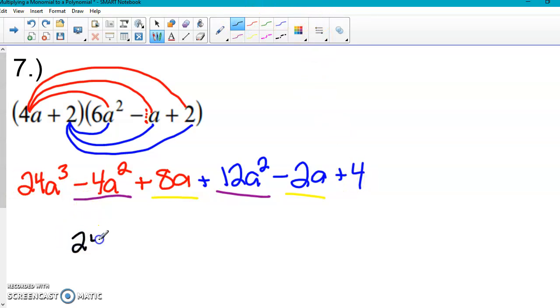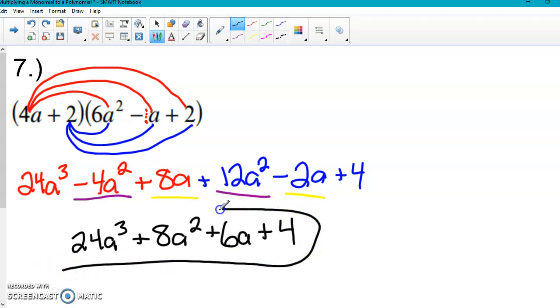So the a cubed had no friends, so keep him. If I combine my a squareds, I have negative 4 plus 12. Negative 4a squareds plus 12a squareds gets me 8a squareds. Negative 4 plus 12, that's where the 8 comes from. Okay, now let's do our a's. 8a and negative 2a. So if I combine an 8 and a negative 2, that gets me 6. So 6 a's. And then keep your constant, which is a 4. And that's your final answer.